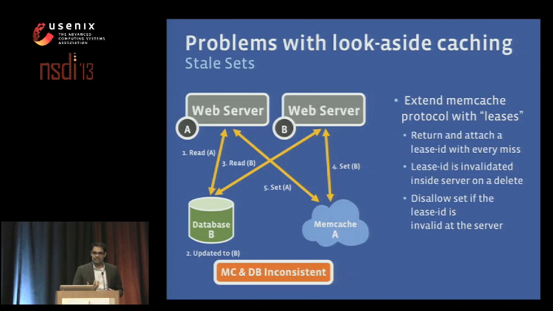With every miss in the cache, we attach a 64-bit lease ID, and the lease ID is invalidated at the server after a delete. So on a set path, we look at the lease ID and check, has the value changed? If not, then allow the set. Otherwise, we throw the set away. This is very similar to how load-linked conditional store operates, for those of you who are familiar with processor architectures.